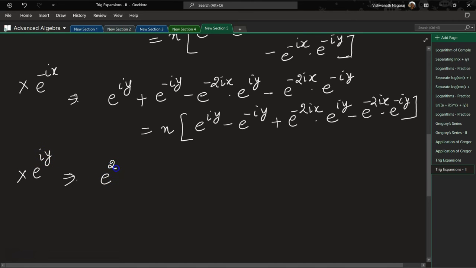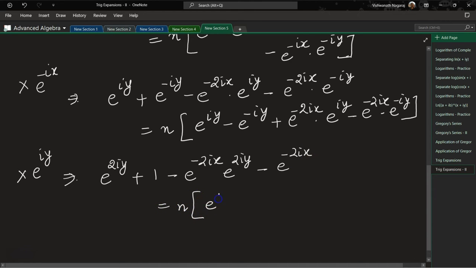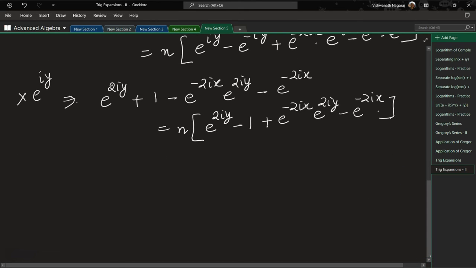We get e to the power of 2iy plus 1 minus e to the power of minus 2ix times 1. No, e to the power of 2iy minus e to the power of minus 2ix times 1 is equal to n times e to the power of 2iy minus 1 plus e to the power of minus 2ix e to the power of 2iy minus e to the power of minus 2ix times e to the power of 1. Okay, now let's see what we can do.